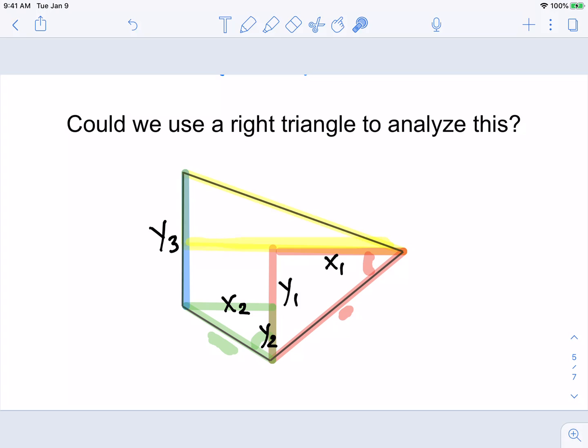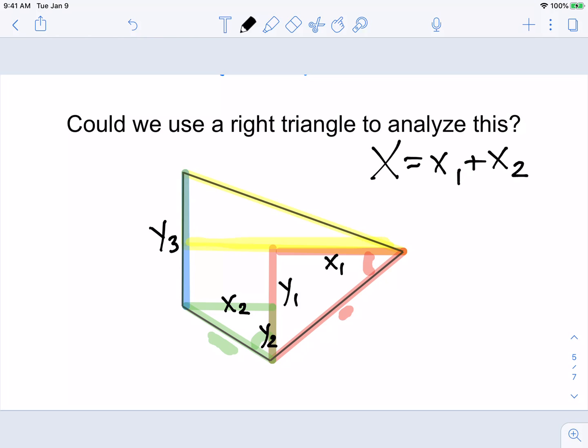So my overall x value here that I'm trying to solve for, which I'm going to call just big X, it would be equal to x1 plus x2. And that big horizontal yellow line would be that capital X. It would be the sum of x1 and x2.